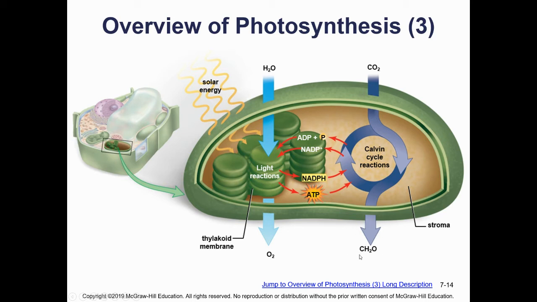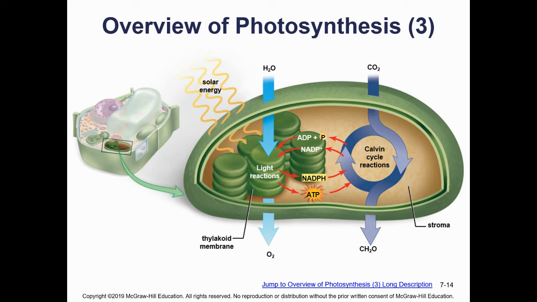Remember, my ratio for carbohydrates is one carbon to two hydrogens to one oxygen. So I'm going to build these precursor molecules that I can then turn into glucose for energy or other carbohydrates for biomass.